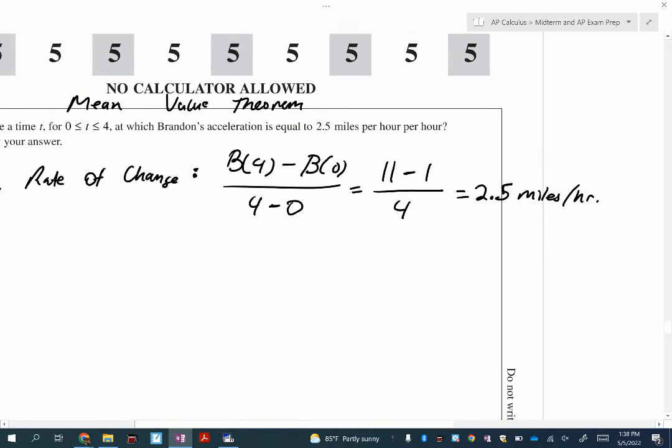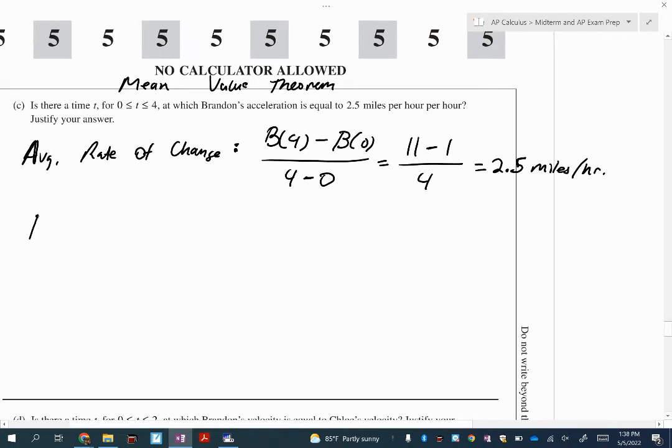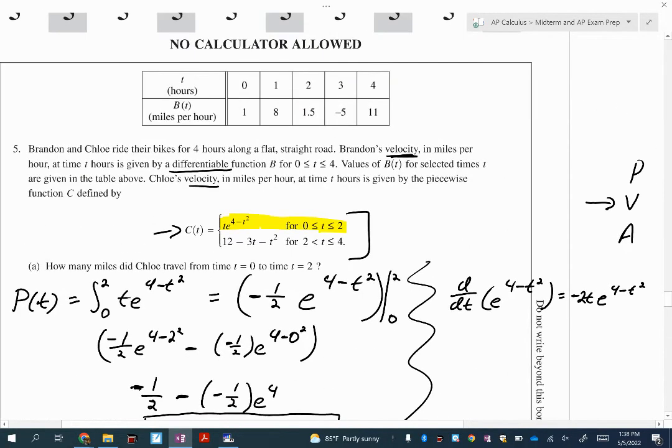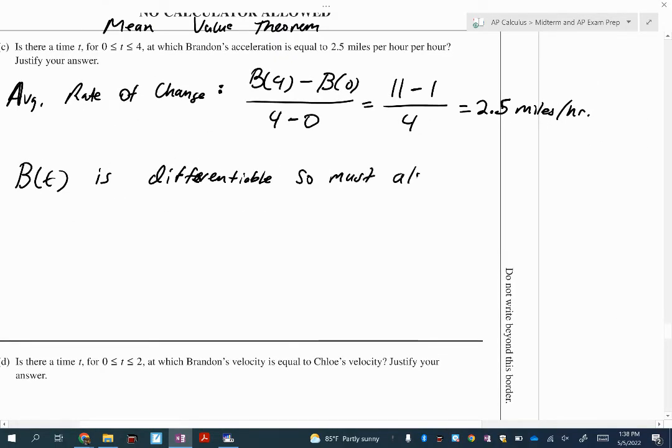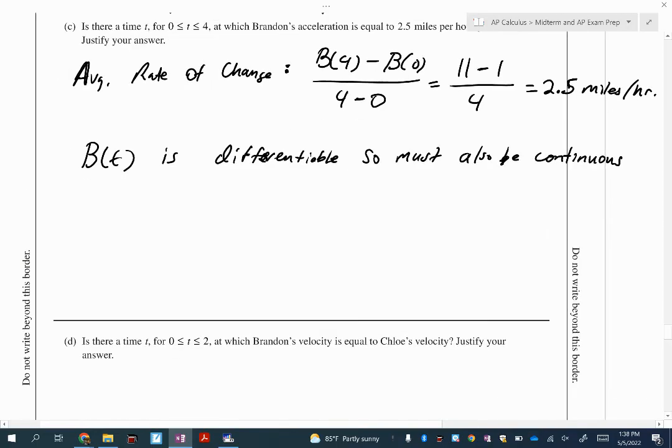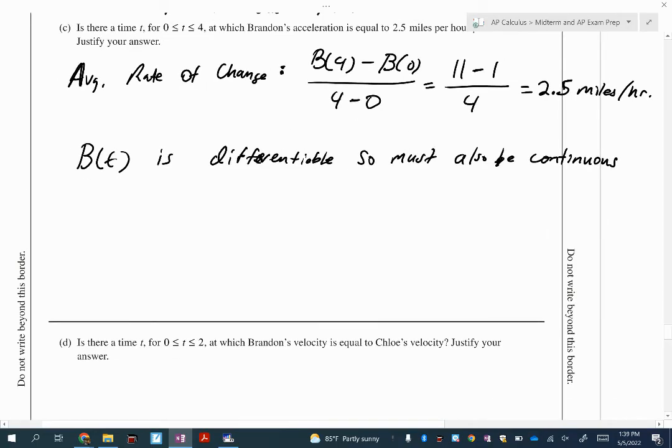Okay, so now here's the deal. It says in the problem that B of t is differentiable. Right here: Brandon's velocity in miles per hour at time t, so B of t, is given by a differentiable function. If they tell you it is differentiable, that also means it must also be continuous. So we don't have any removable discontinuity or jump discontinuity.